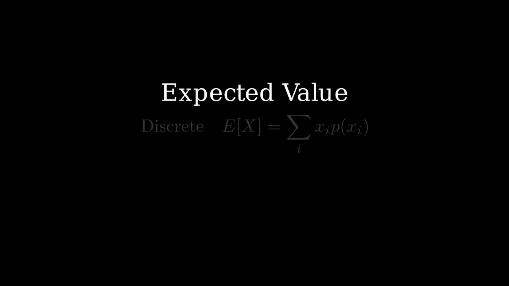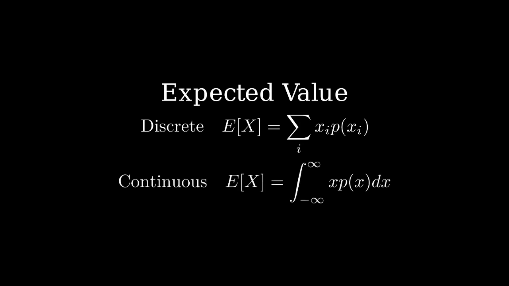To wrap up, I want to touch on expected value and variance. An expected value of a random variable is a weighted average of its possible outcomes. The weights are the probability of the corresponding outcome. It is often denoted with capital letter E and square brackets around the random variable of interest.